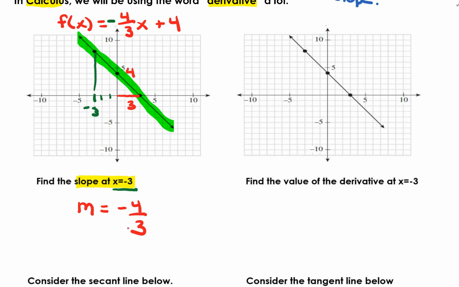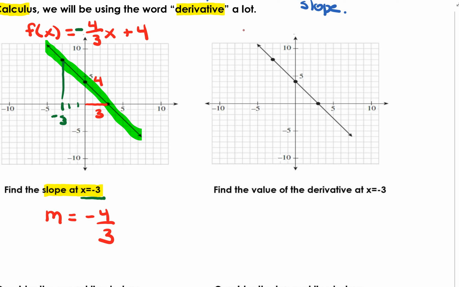If I move over to this graph over here, let me label this once again as f of x equals negative 4 over 3x plus 4. Now in Calculus 12, instead of asking what is the slope, we might ask the exact same question by saying: find the value of the derivative at x equals negative 3. Remember, derivative just means slope, correct?